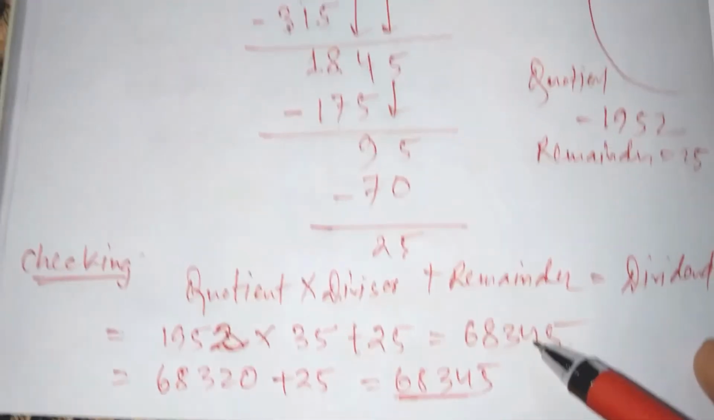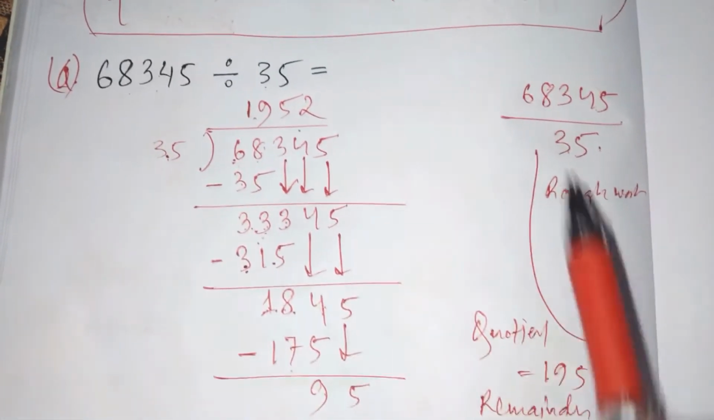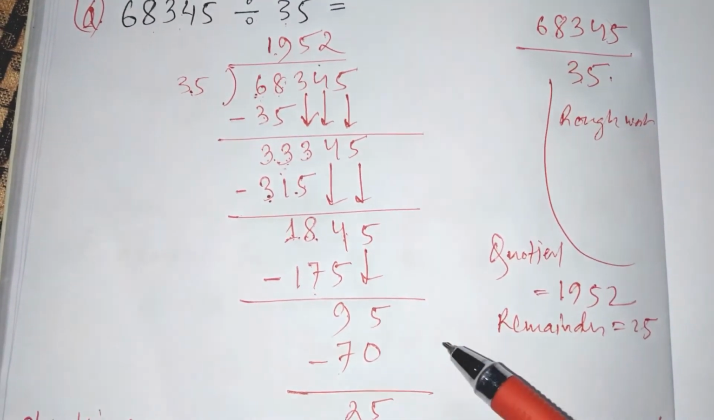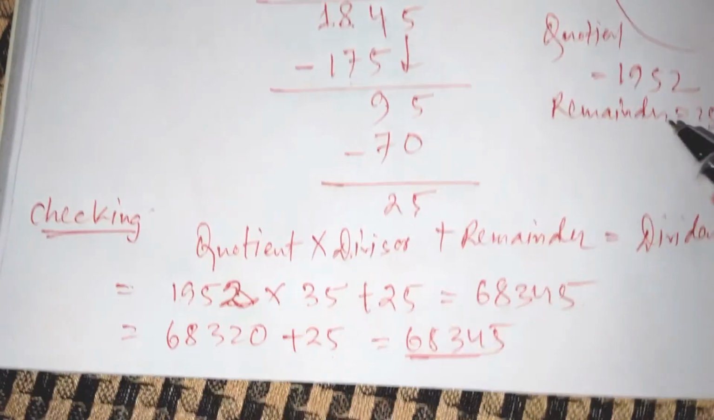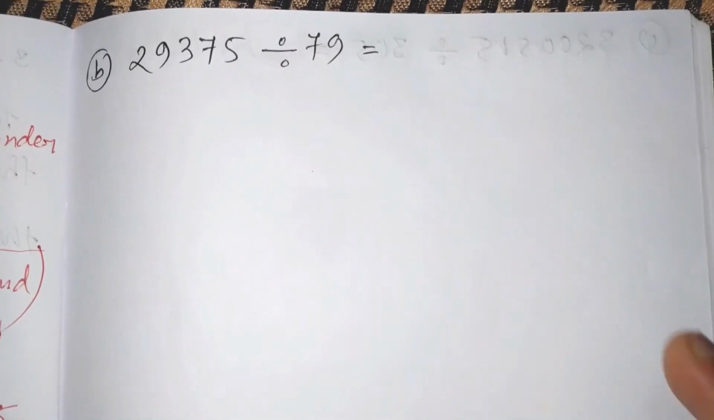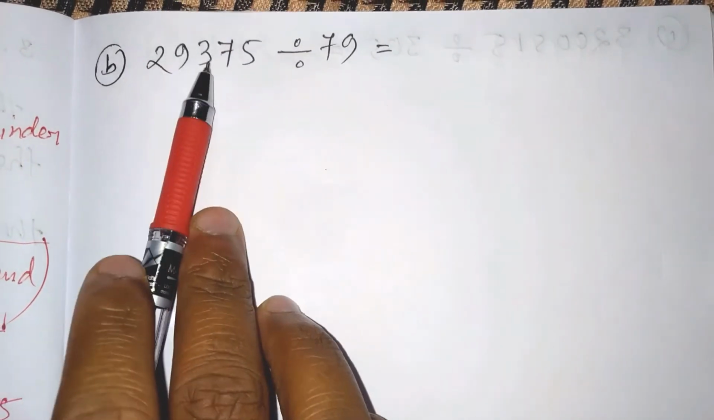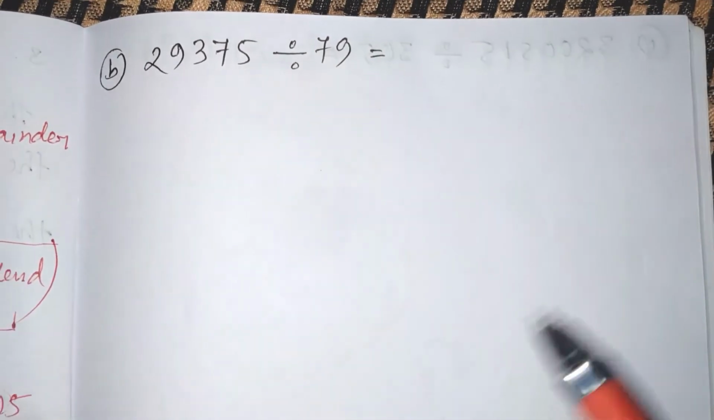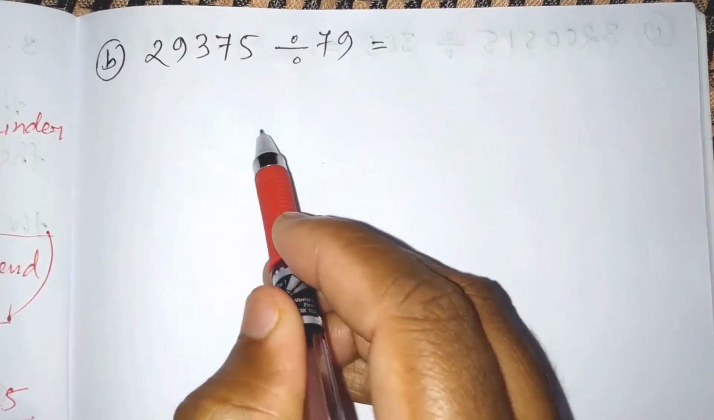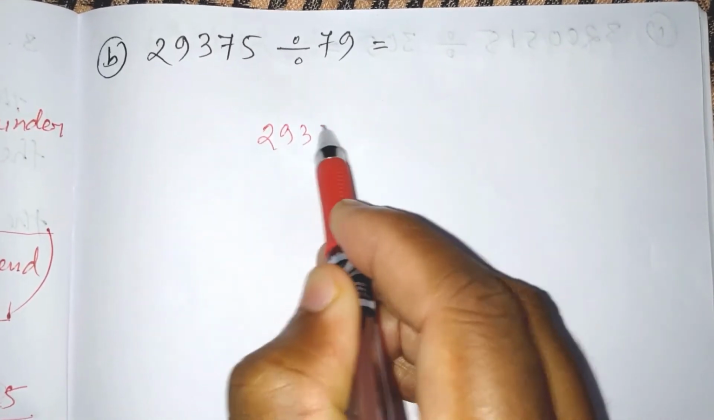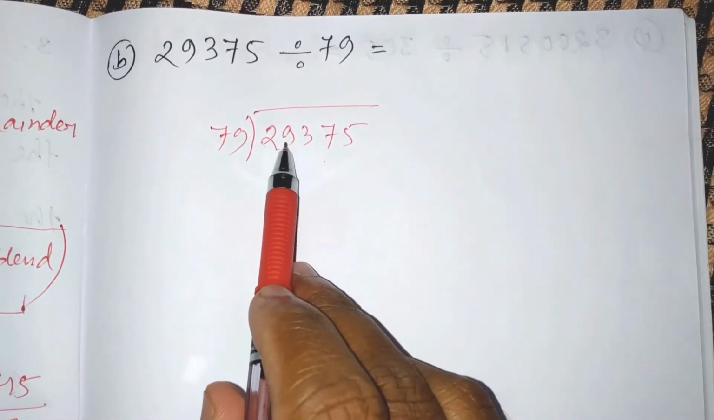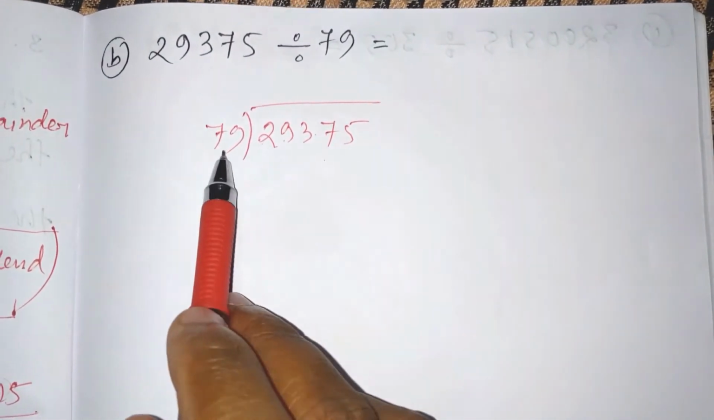So I hope you have understood. In this way you need to do it. Firstly you need to find out the quotient and the remainder by following this procedure. Then you need to check your answer. So let's do the next one. Students, this is the second question, and the question is 29375 divide 79. That means I need to divide 29375 by 79.